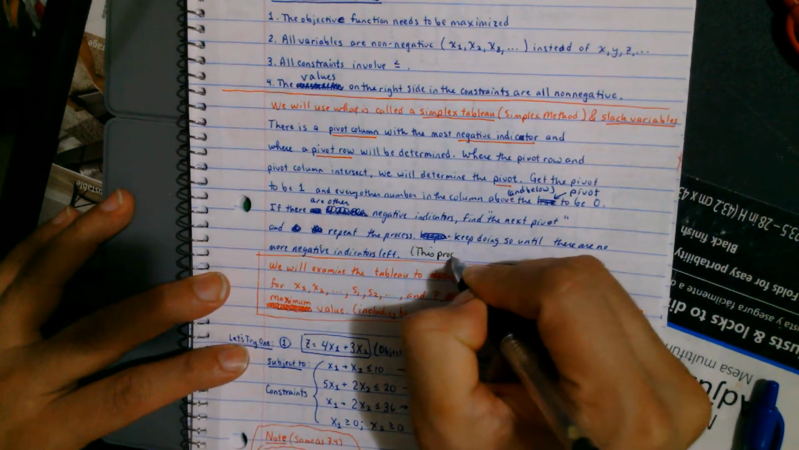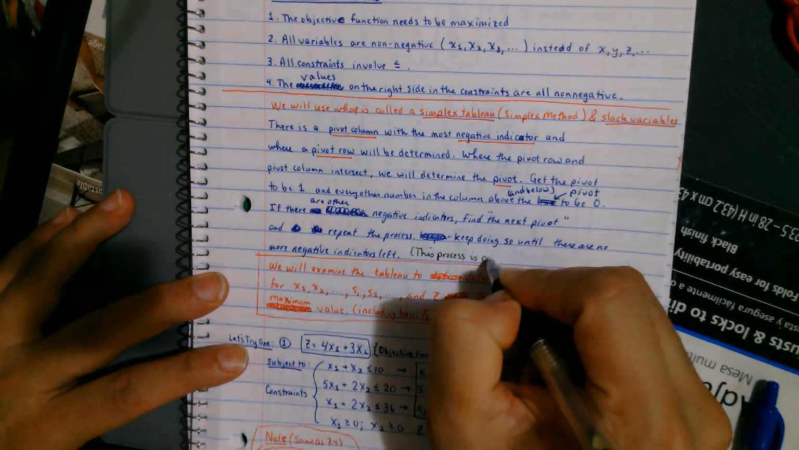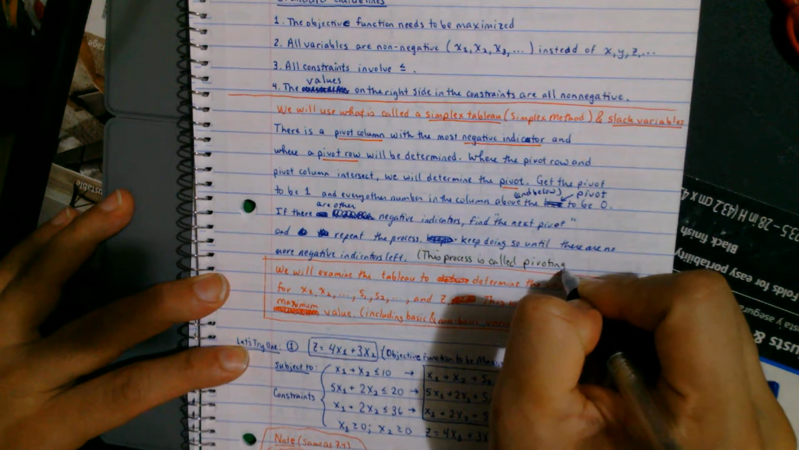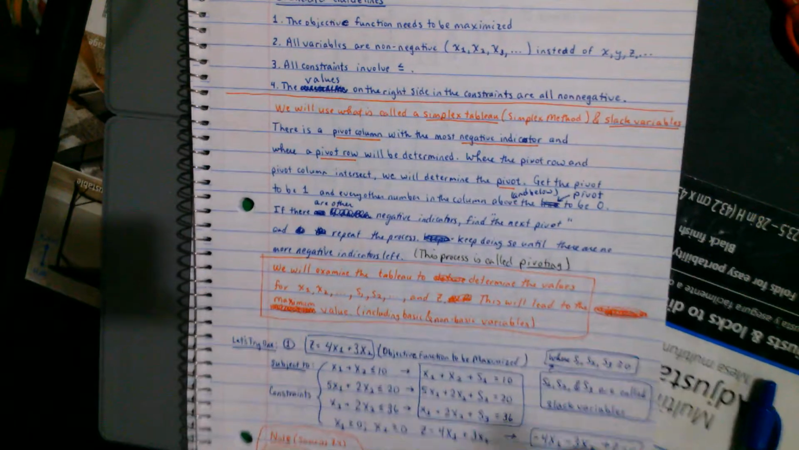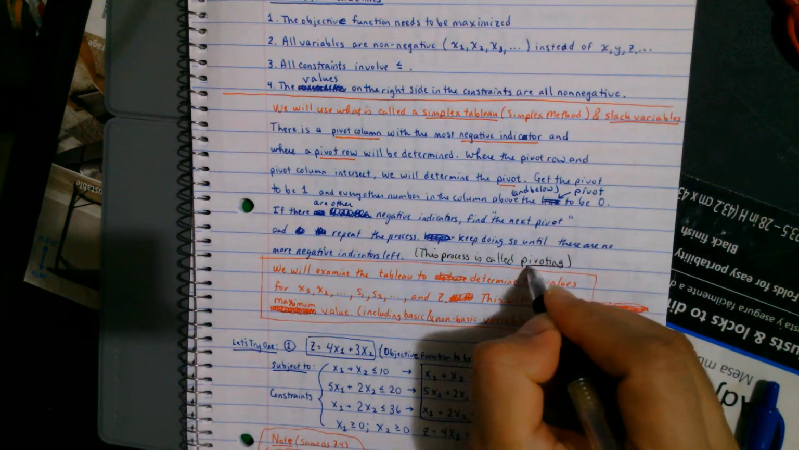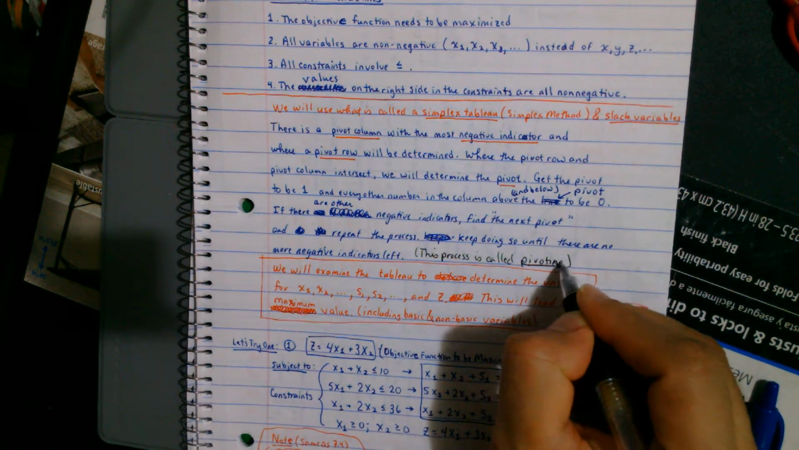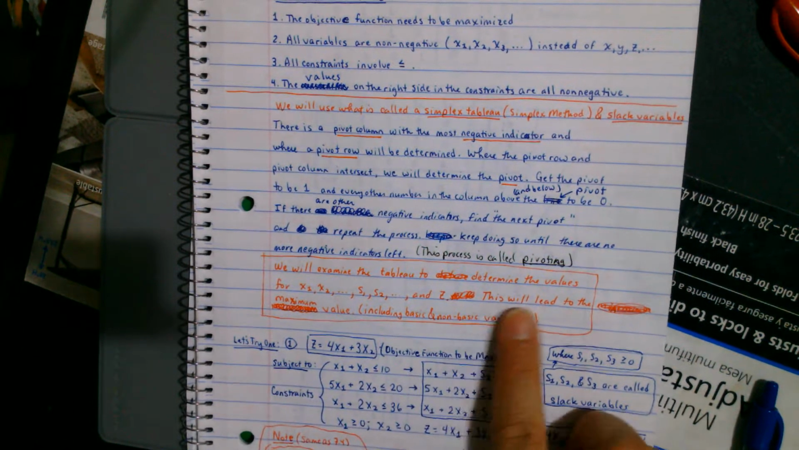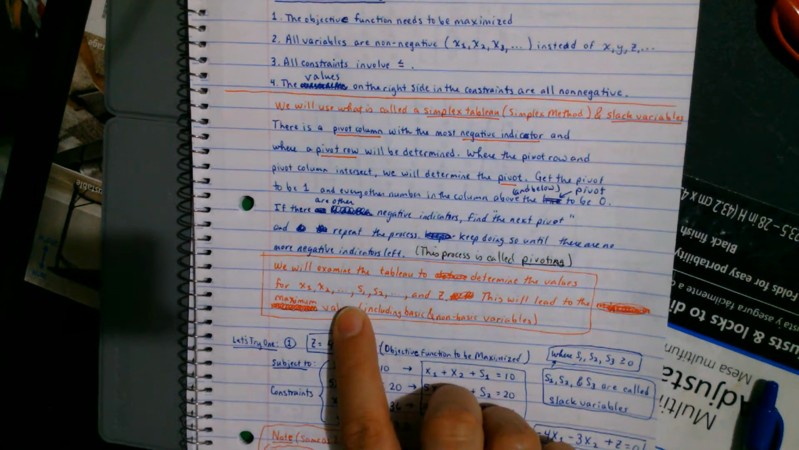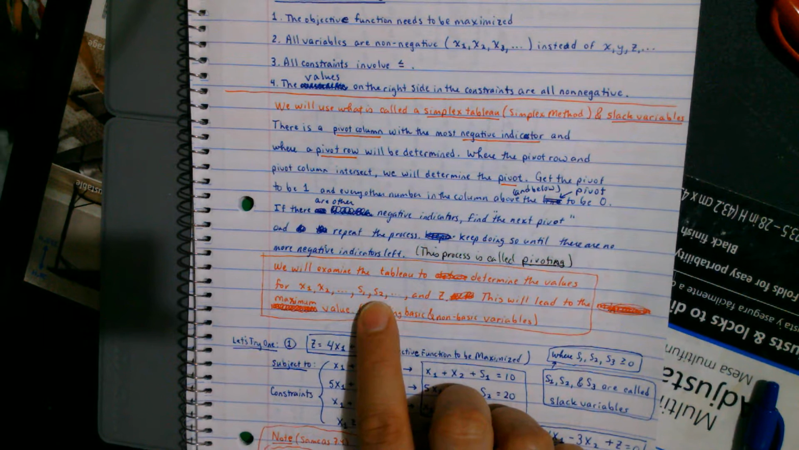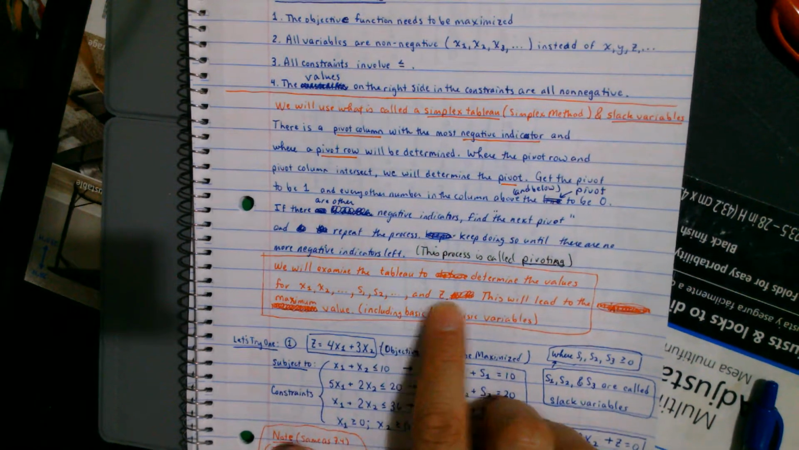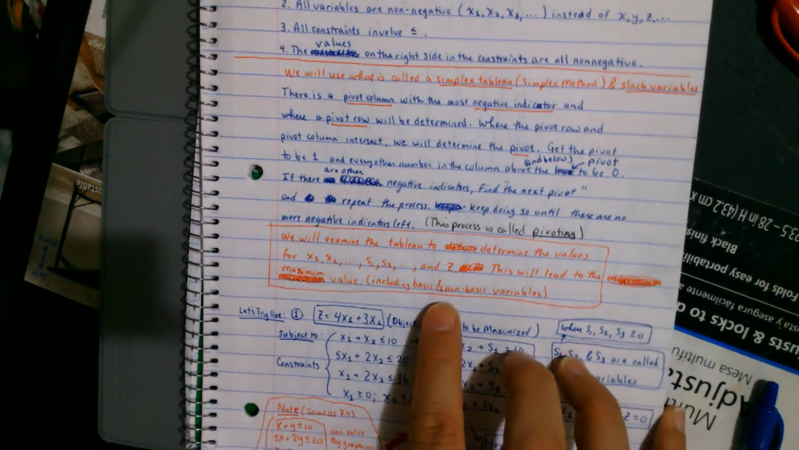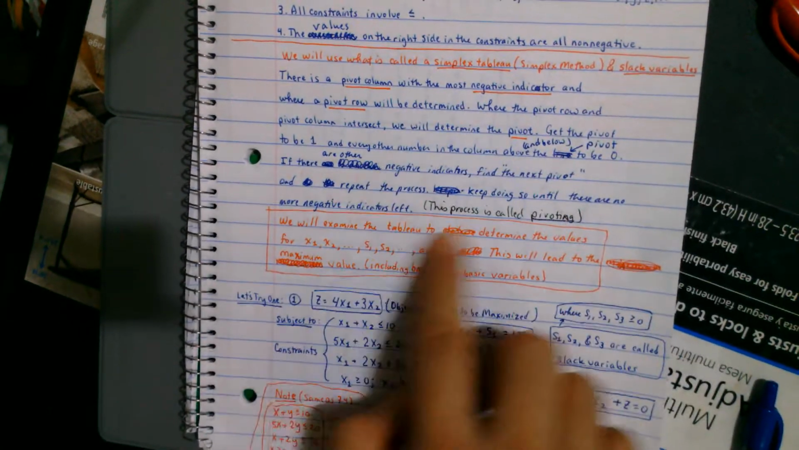This process is called pivoting. Okay? Which kind of makes sense that we're going to get the pivot. It's weird. We will examine the tableau to determine the values for x1, x2, s1, s2. These are slack variables. And z is going to be the objective function. This will lead us to the maximum value, including basic and non-basic variables, and I'll show you what that means in a minute. So all this is just vocabulary.